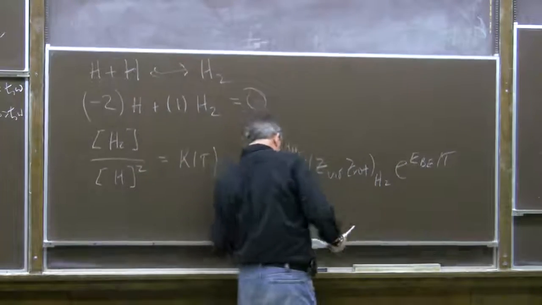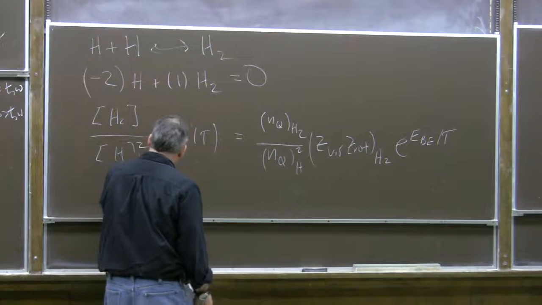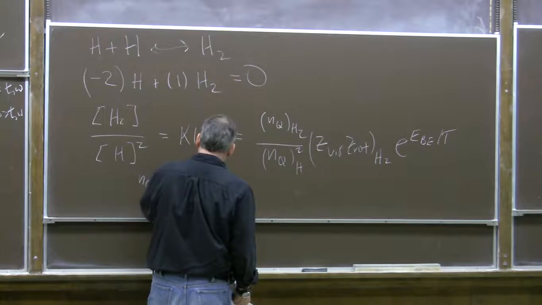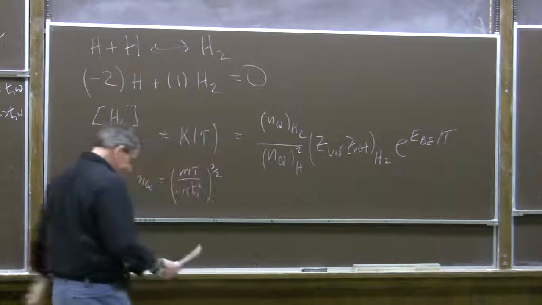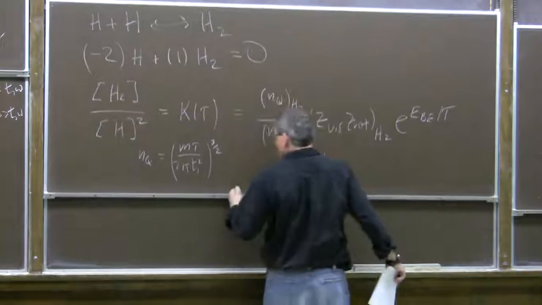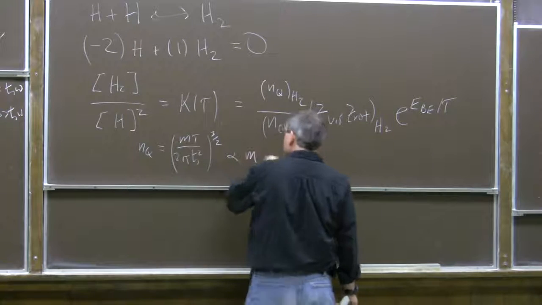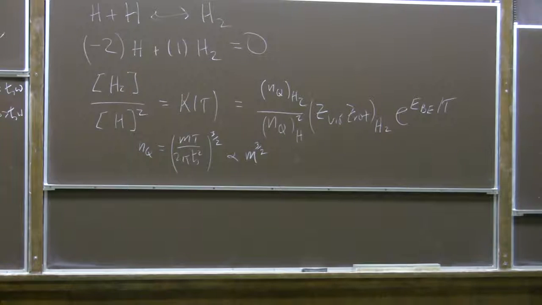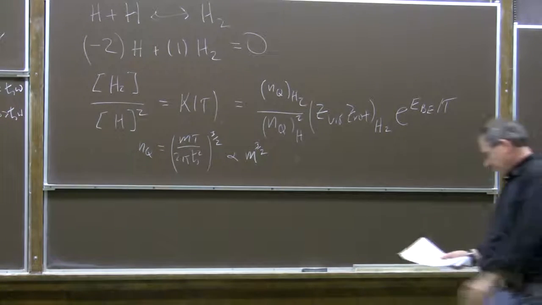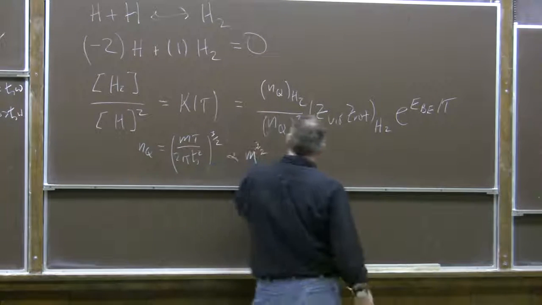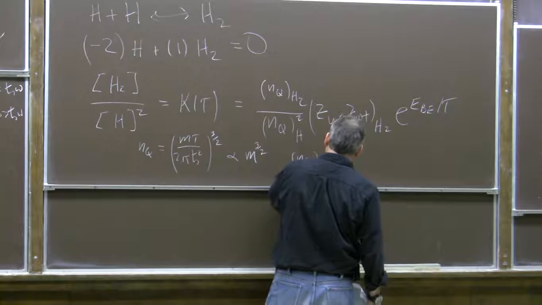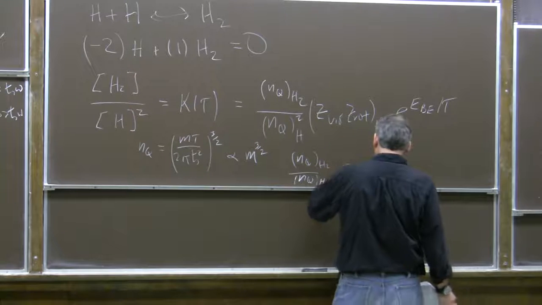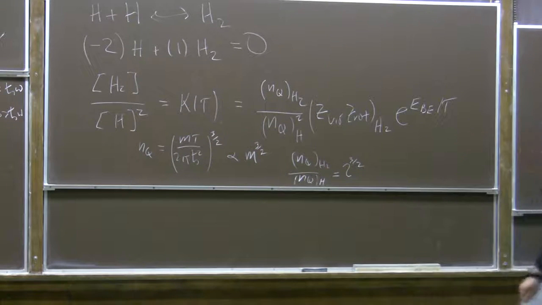And since the quantum concentration is m tau over 2 pi h bar squared to the 3/2, which is proportional to the mass of the species to the 3/2, and since a hydrogen molecule has about twice the mass of a hydrogen atom, the ratio of quantum concentration of molecular hydrogen to quantum concentration of atomic hydrogen is just a factor of 2 to the 3/2, coming from the mass to the 3/2.